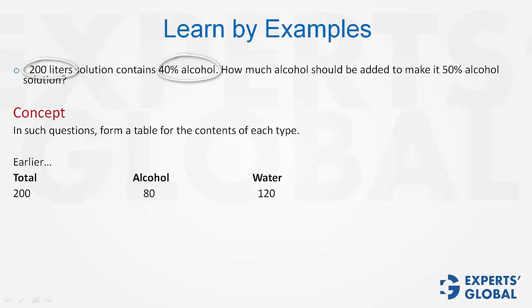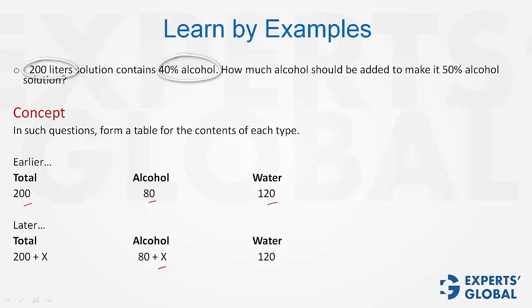Now later, some amount of alcohol is being added. If we assume that X liters of alcohol is added, 80 would become 80 plus X. And remember, total would also become 200 plus X. So alcohol increases, but the total volume also increases. Nothing changes with water. So later, total would be 200 plus X. Alcohol would be 80 plus X, and water remains 120.